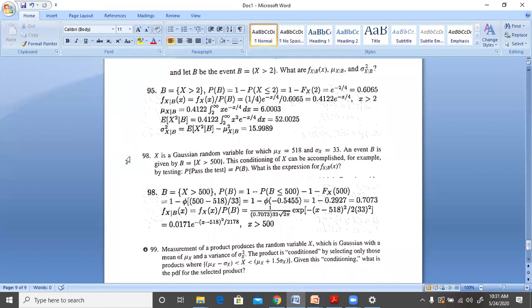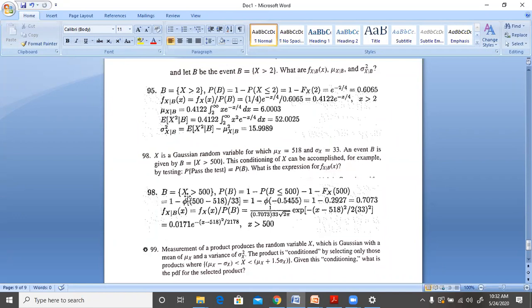Now let us try to solve the problem which is 98. Here x is a Gaussian random variable for which mu x is equal to 512 and sigma x is equal to 33. An event b is given by x greater than 500. This conditioning of x can be accomplished, for example, by testing, where the probability of pass of the test is equal to pb. What is the expression for the conditioned PDF?